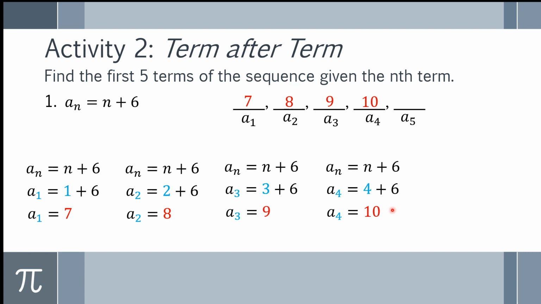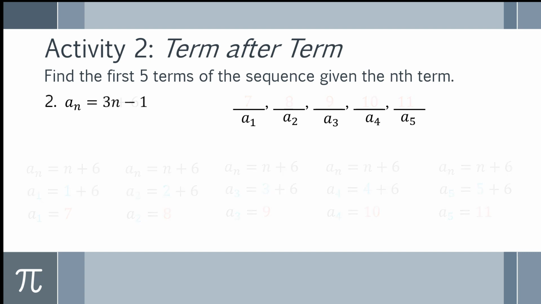So our fourth term is 10. And for the fifth term, we have to substitute n by 5. So a sub 5 equals 5 plus 6, which will give us 11. And that is our fifth term. So our first 5 terms for this given nth term is 7, 8, 9, 10, and 11.